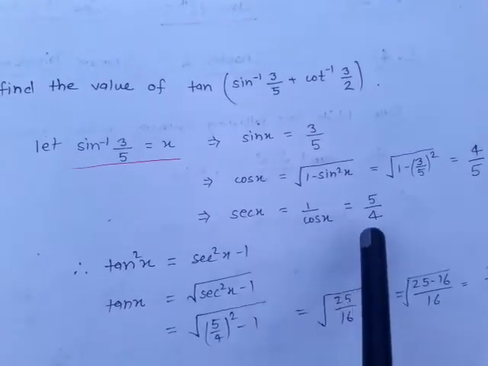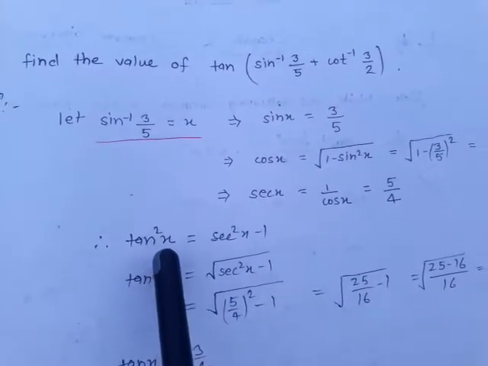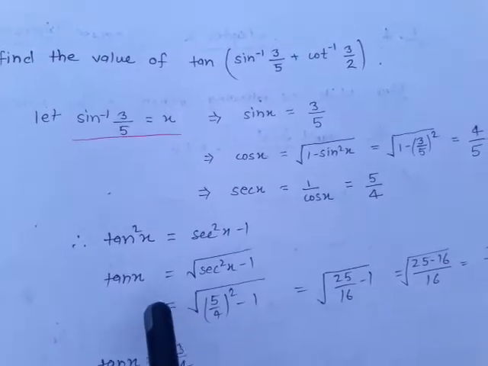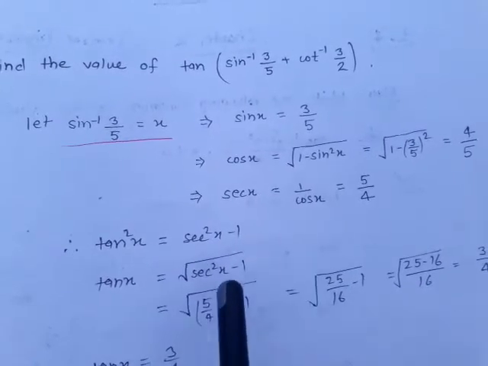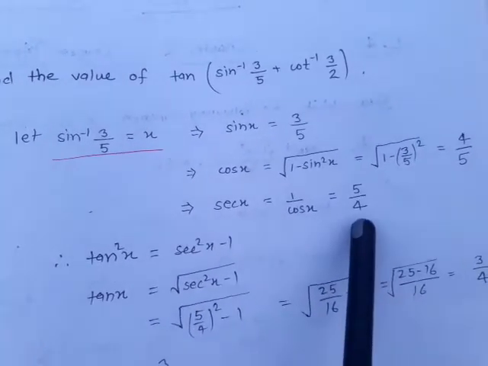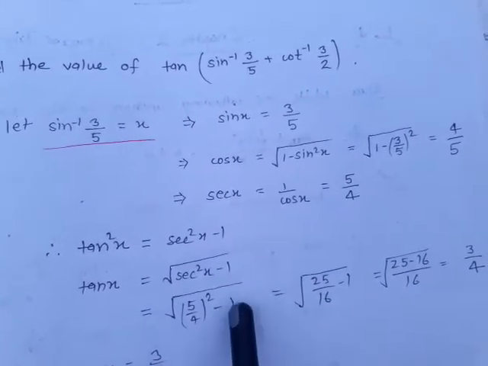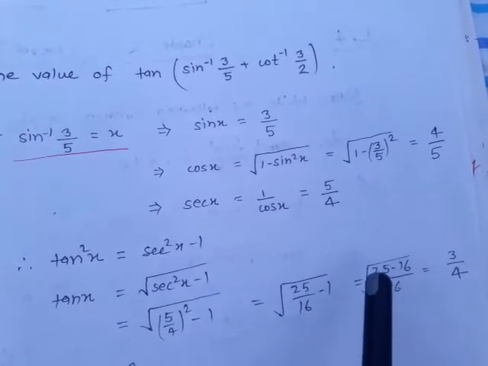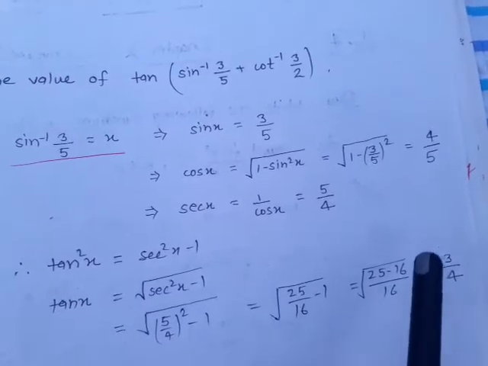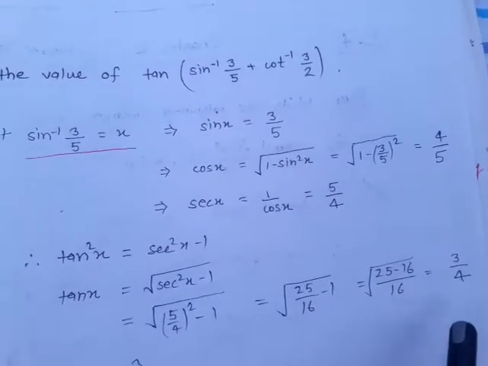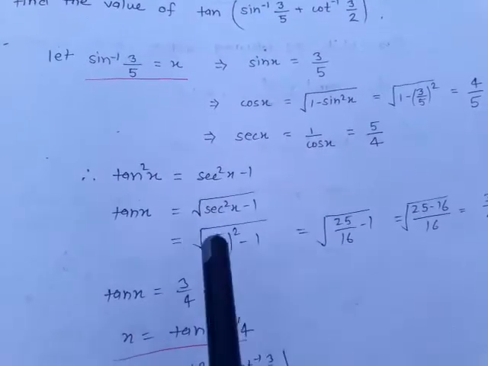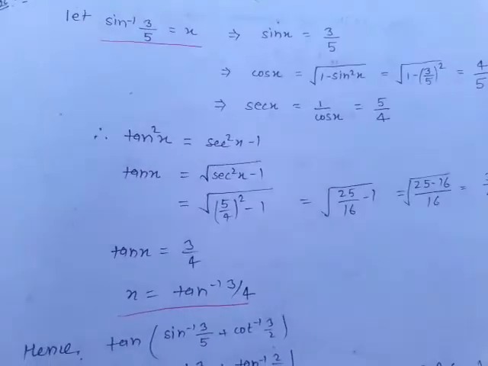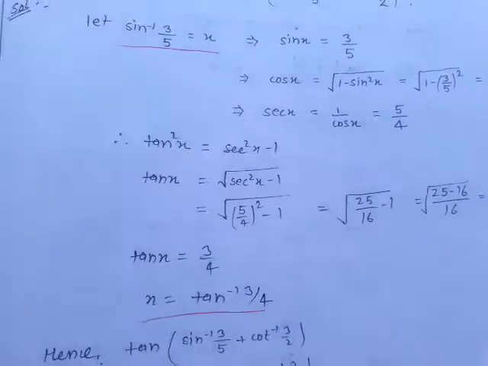Now that sec x is given, we find the value of tan x. Due to the identity, tan square x is equal to sec square x minus 1. So tan x equals root of sec square x minus 1. In place of sec x putting 5/4: root of (5/4) whole square minus 1, which gives 25/16 minus 1, which gives root of (25 minus 16) upon 16. Solving, we get 3/4. We get tan x equal to 3/4, that is, x is equal to tan inverse 3/4. We get the value of x in terms of tan.